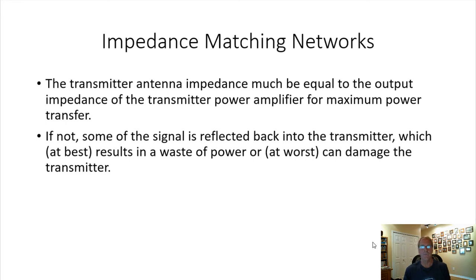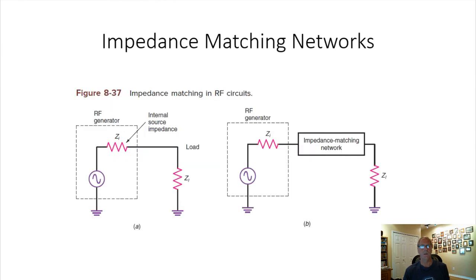So we always have to match our antenna to the transmitter in impedance, and we use matching networks to do that. So here's one that is not matched. Here's the load, this is the antenna. This would be this impedance here, and this is the transmitter output impedance.